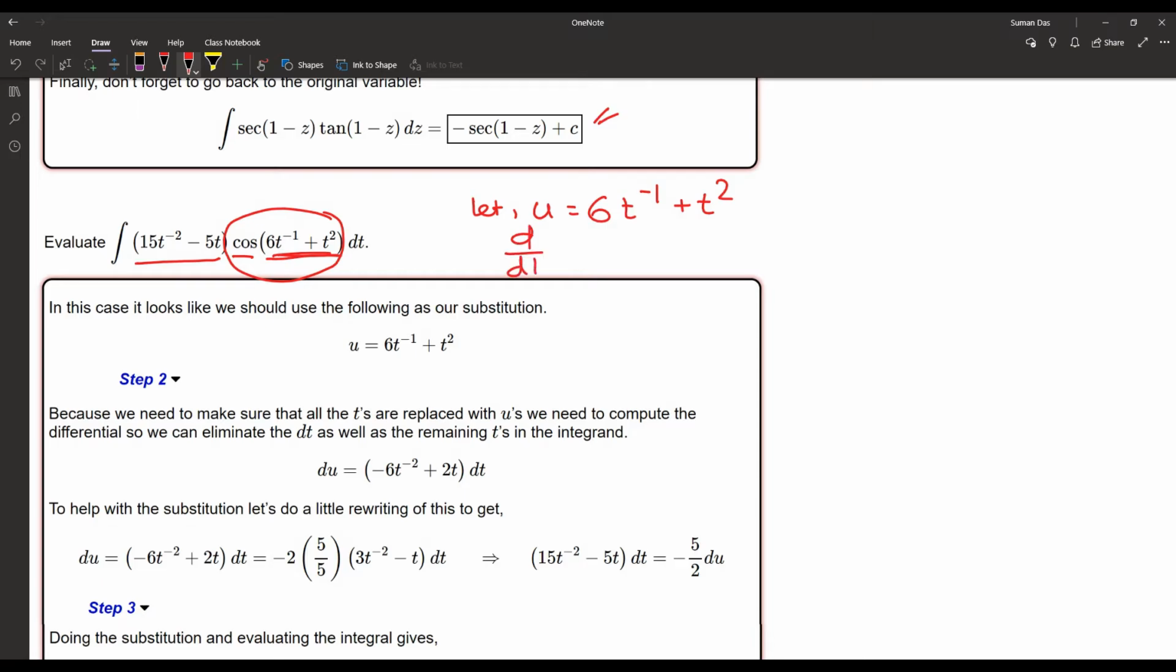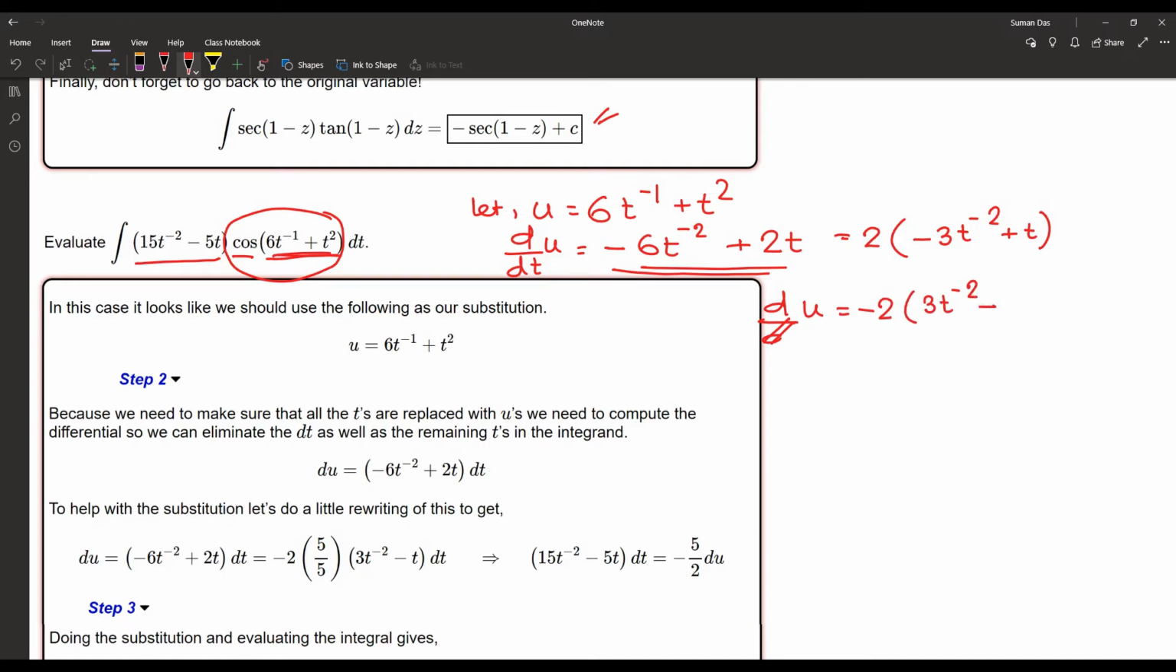So when we are differentiating u with respect to t, we get -6t^-2 + 2t. Taking the common factor 2, we get 2(-3t^-2 + t), and hence du is equal to, if we once again take the common -1 here, 2(3t^-2 - t) dt.